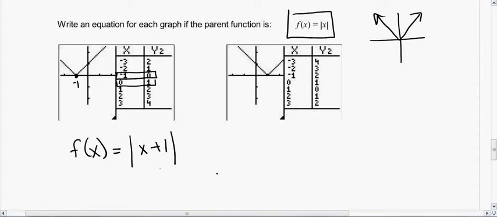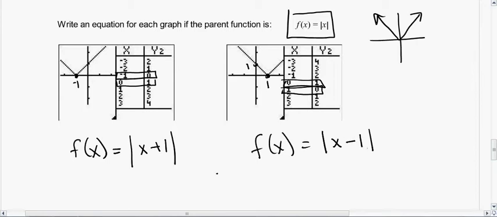Next one over on the right. Now I've gone in the other direction, and I'm assuming that this is still 1, 1, 1, and 1. So the vertex should be at 1, 0. Yep, it is. And then I have another point here at 0, 1. All right, so this is at positive 1, and this is at positive 1. So I have shifted it to the right. A horizontal shift, which means I need to go inside the function, inside the absolute value bars, and do the opposite. So instead of adding 1, I'm going to subtract 1.